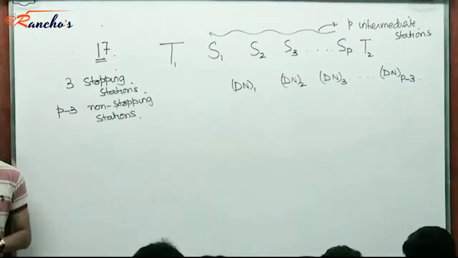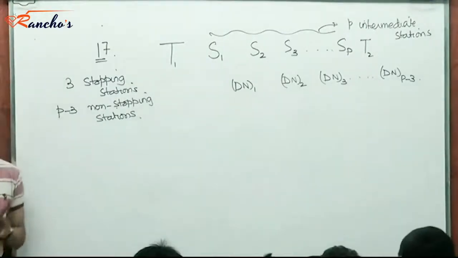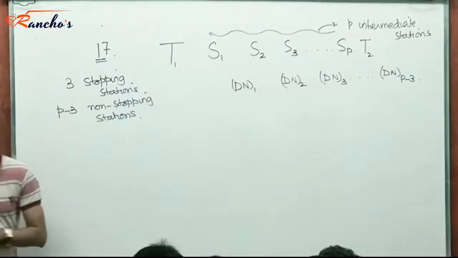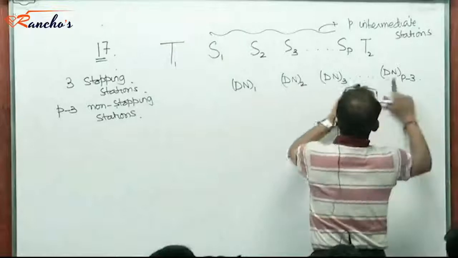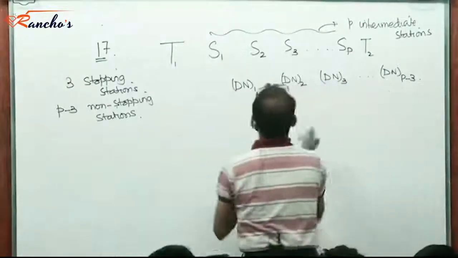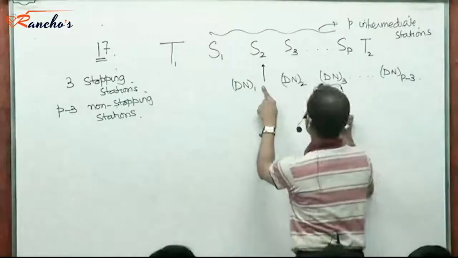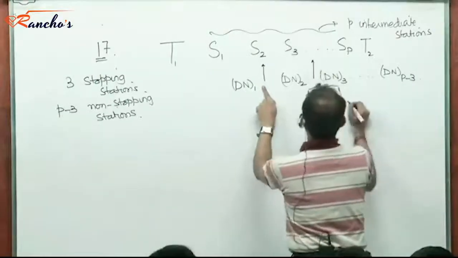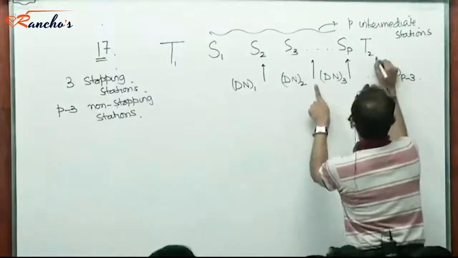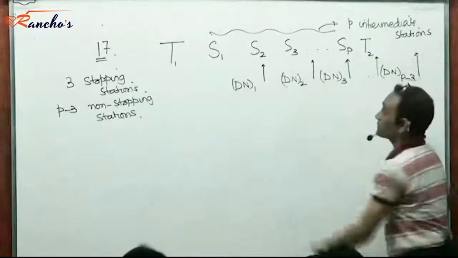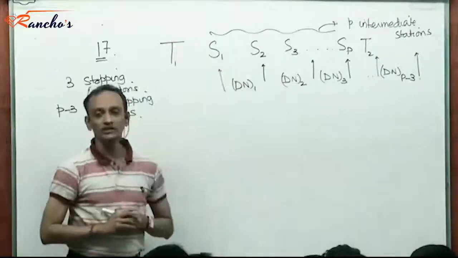There are P minus 3 non-stopping stations. Now, in this floating method, look, in these floating non-stopping stations, there is one place between DN1 and DN2, one place between DN2 and DN3, one place between DN3 and DN4, one place here and one place here, and one place here. Now, can you tell me how many arrows are these?